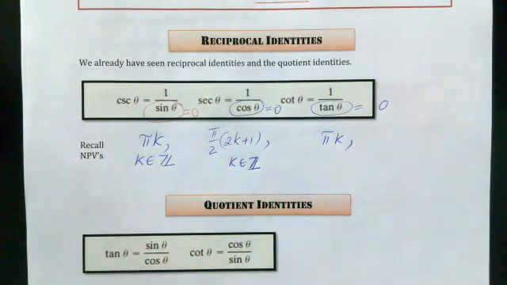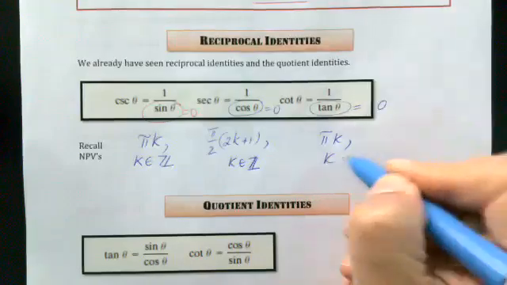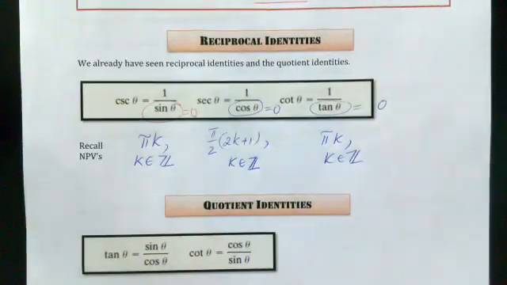It's going to end up being 0 because at those points it's 1, 0, and then you have 0 divided by 1, which is 0, right? For the values of tangent. So k belongs to Z for this one as well.